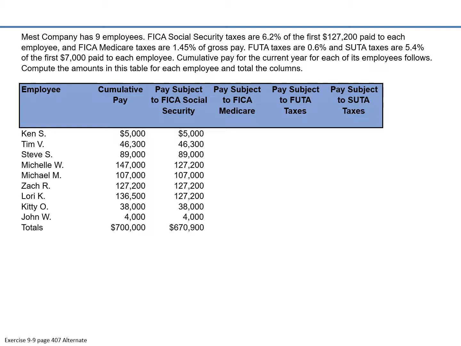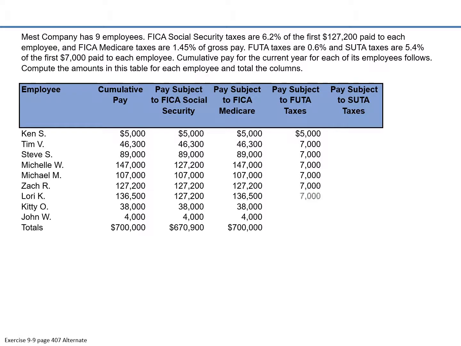Subject to FICA Medicare is all their wages, right? So it's just equal to their cumulative pay for every single one of them. Total $700,000. Pay subject to FUTA and SUTA, first $7,000 of each employee, right? So all at Ken's, but Tim, Steve, Michelle, Michael, Zach, Lori, Kitty, only $7,000 of their wages are subject to FUTA. And then John, all $4,000 of his. And then same is true for SUTA. Okay.